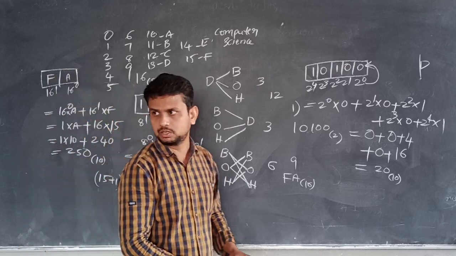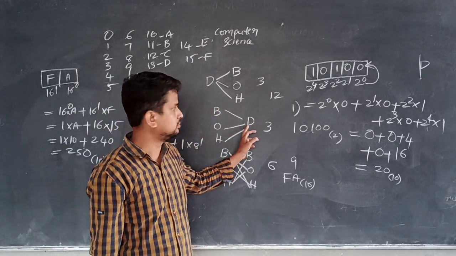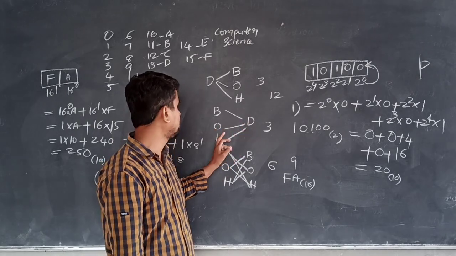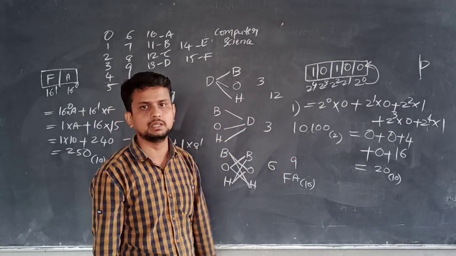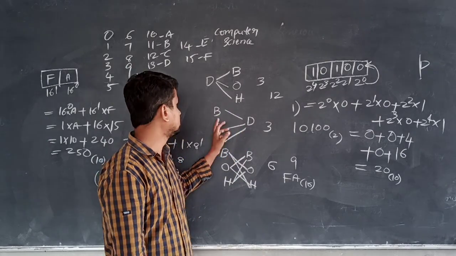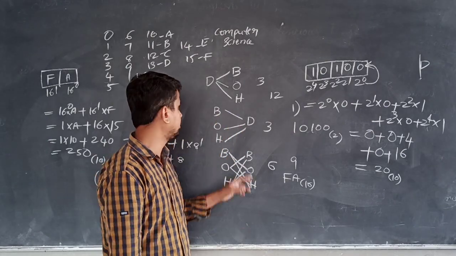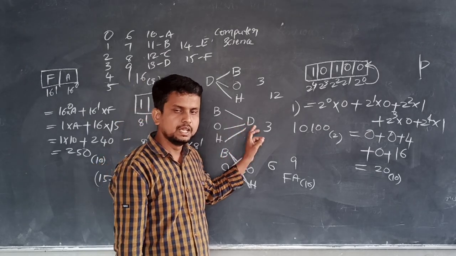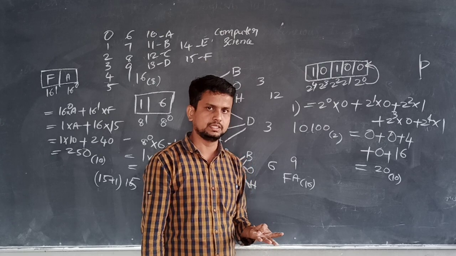So hexadecimal to decimal number system. Binary to decimal number system, octal to decimal number system, hexadecimal to decimal number system. These are the three approaches we learned. What are the steps for binary to decimal number system? Multiply each binary digit by its positional weight. Second, add all products. Those are the steps.